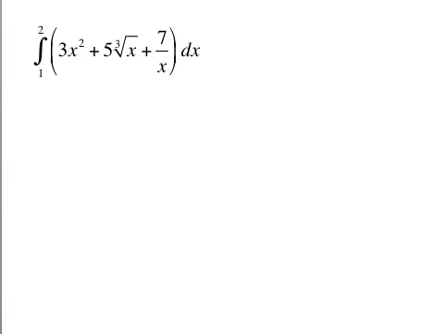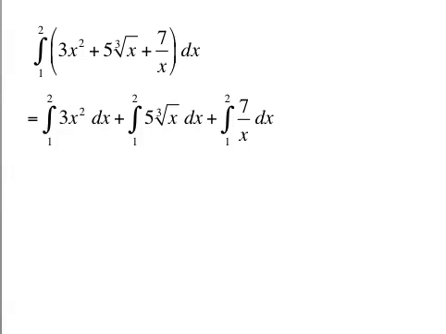Integral from 1 to 2 of 3x squared plus 5 times the cube root of x plus 7 over x dx. Now how do we want to proceed here? The first thing I did was to recognize the integral of the sum as the sum of the integrals. So I rewrote this as the integral from 1 to 2 of 3x squared dx plus the integral from 1 to 2 of 5 cube root x dx plus the integral from 1 to 2 of 7 over x dx.